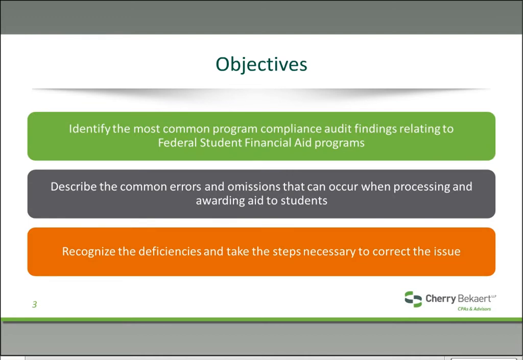So Matthew, what are we hoping to accomplish today? So really when I thought about this session, what I wanted to do was look back at Cherry Bekaert's audit files, and I dug back as long as our document retention period allows us to, which is about 7 or 8 years, and identify the most common compliance program findings that we've had specifically related to student financial aid programs. So I've collected all those and tried to get the most common errors that I see, and hopefully give the audience today the opportunity to describe those themselves, what kind of common errors and omissions happen when processing aid to students, and then to recognize those deficiencies and really think about the next steps necessary to create a corrective action plan and to make sure that those errors don't happen again.